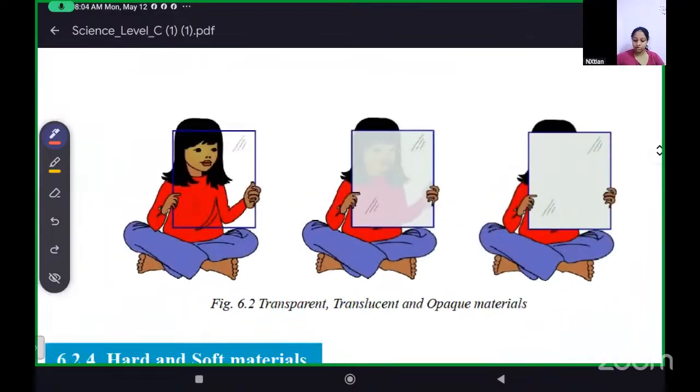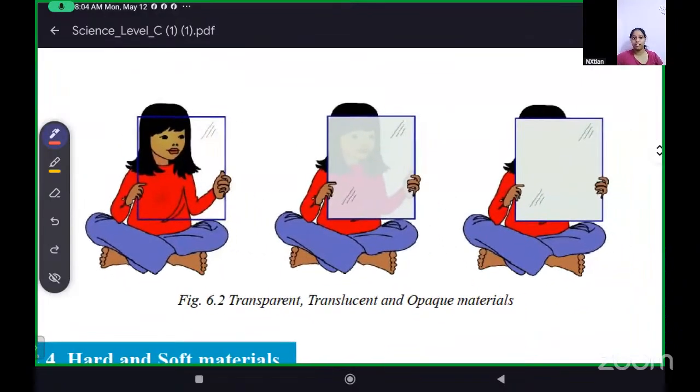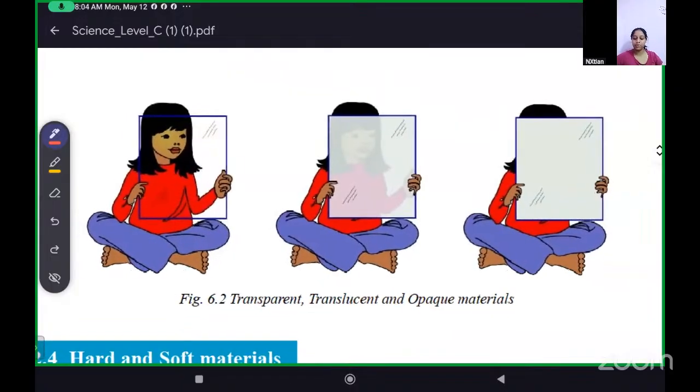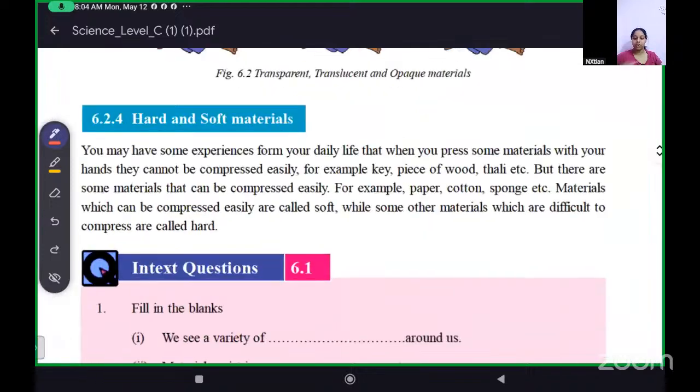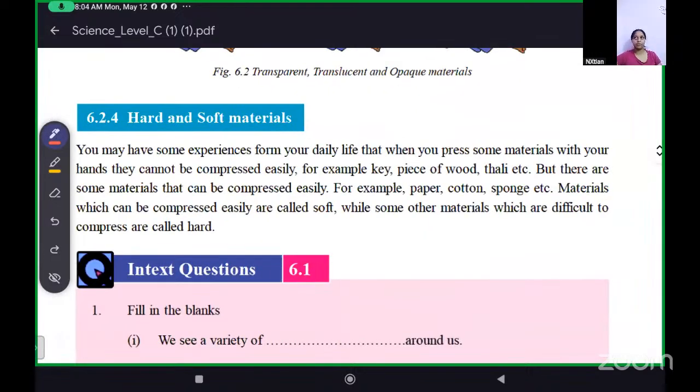See here also, it's given the three differences. Okay, transparent, translucent, and opaque. Now, there is another type of classification of materials based on how soft or how hard they are. Okay, how soft or how hard they are.